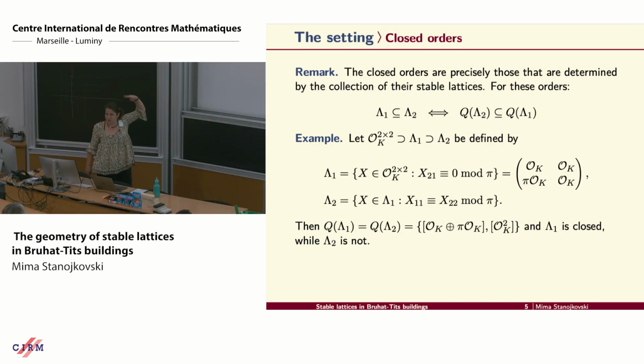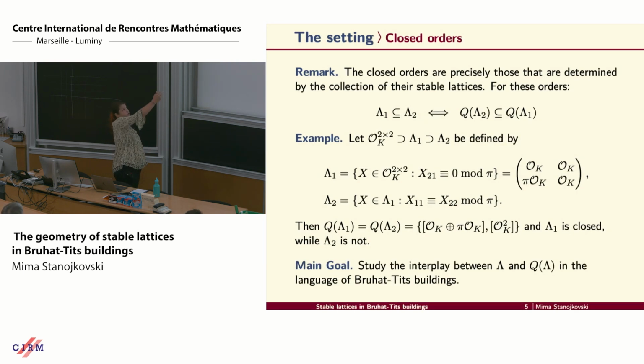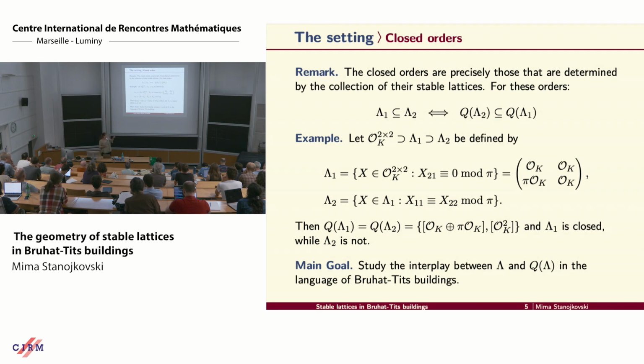If they were both closed, then they would have to be the same. Okay, so this was an example just to show that the other implication does not hold in general. And really the main goal of the project when we started was the following. We want to understand closed orders through their collection of stable lattices, or the other way around. Once we have the order, we want to be able to compute the Q Lambdas. And I hope to convince you today that the right way to do this is via the language of Bruhat-Tits buildings. But I'll get there. Let's get warmed up a bit more first.